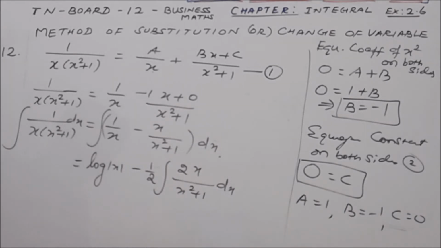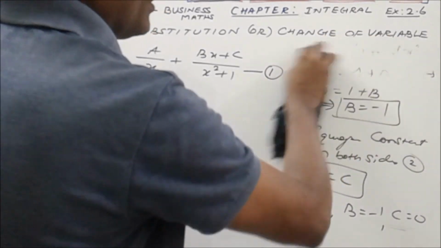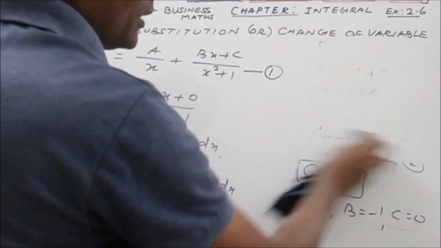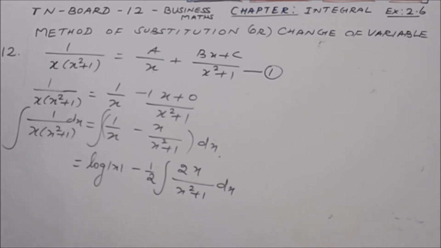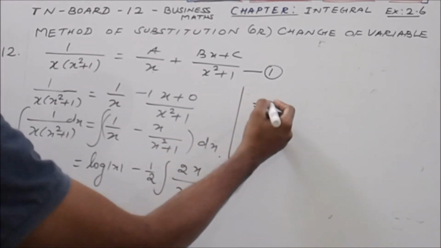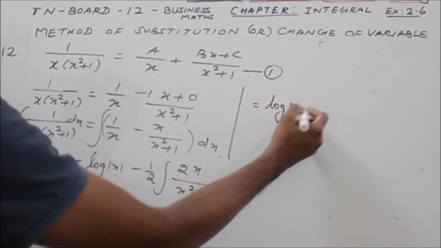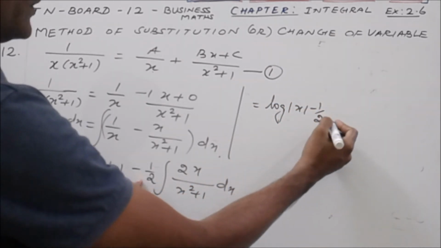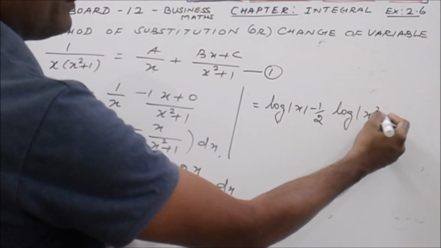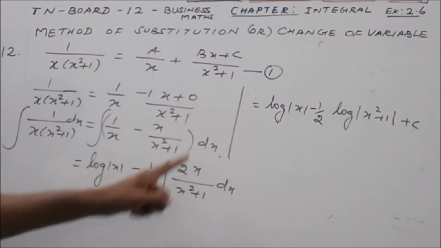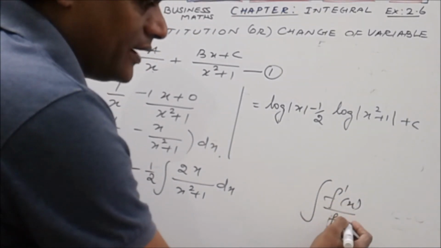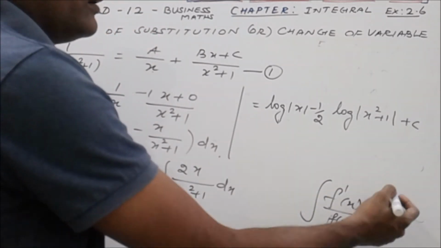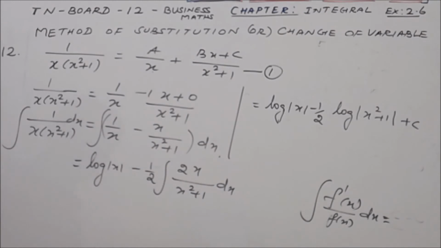We can go with the formula: integral of f dash of x by f of x dx is equal to log of modulus of f of x plus c. Now applying it, we have log of modulus of x minus 1 by 2 log of modulus of x square plus 1 plus c. Because its derivative appears in the numerator, we can go with the formula integral f dash of x divided by f of x dx equal to log of modulus of f of x plus c.